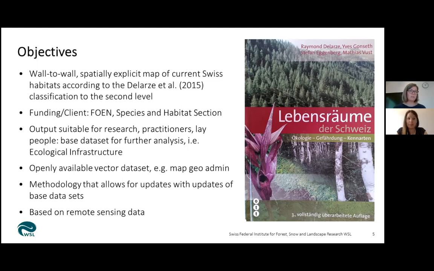And as I said before, we were funded by the Swiss Federal Office for the Environment, and the idea is that the output should be suitable for research, practitioners, lay people, and it should be a base data set that allows for further analysis and monitoring change, specifically ecological infrastructure. The idea is that at the end, the data would be available as a vector data set and will be openly available, for instance, on Map GeoAdmin, and that we should have a methodology that allows for updates of the base data set and changes over time, and that the whole mapping should be based on remote sensing data.